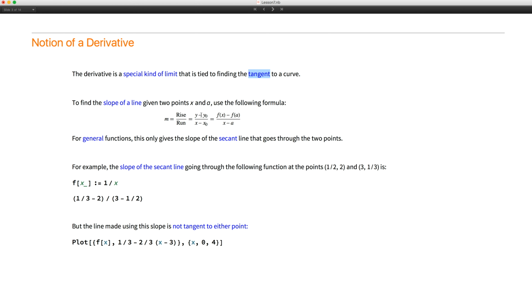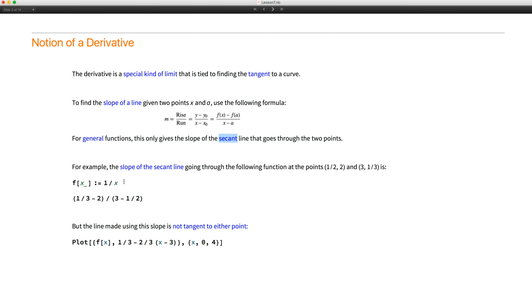So for example, if you have a straight line, the simplest kind of curve, then the slope of the straight line is rise over run. That's difference in y over difference in x. And in the f notation, that's f of x minus f of a over x minus a. So the question is, is that good enough for a general function f? And the answer is no. This only gives us the slope of the secant line for an arbitrary function f.